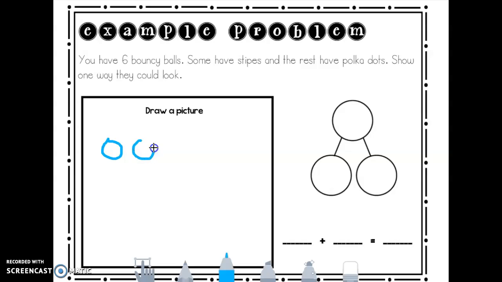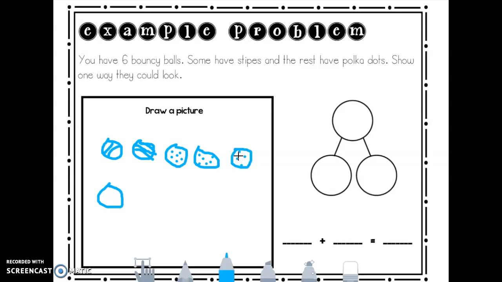1 bouncy ball, 2, 3, 4, 5, and just like we do in class, I'm going to put the 6th one down here just to keep myself organized. So I've got 5 on the top and 1 on the bottom. Now I get to choose. Some of them are going to have stripes and the rest are going to have polka dots. So maybe I want this one to have stripes and this one can have stripes, but you guys know how much I love polka dots. So the rest of these bouncy balls are going to be polka dot bouncy balls. Put some polka dots.